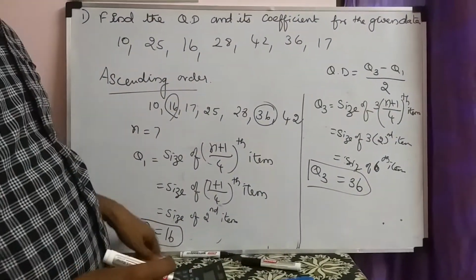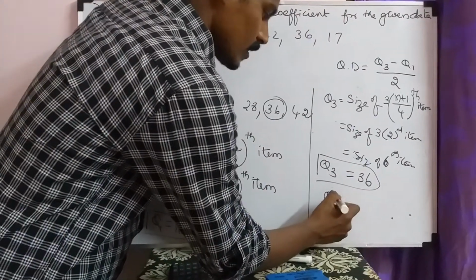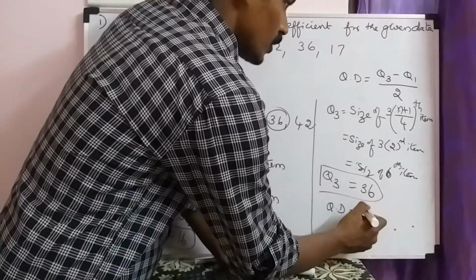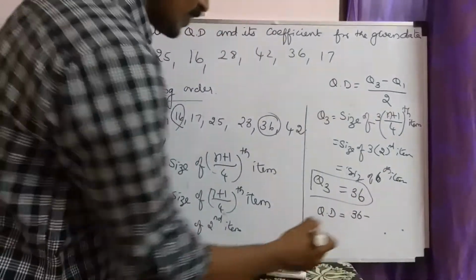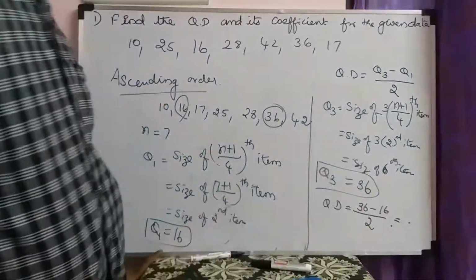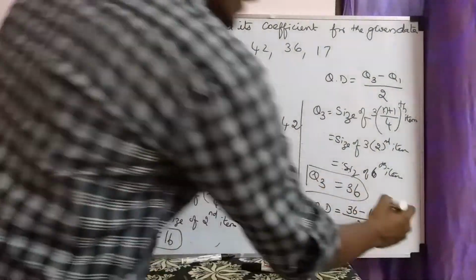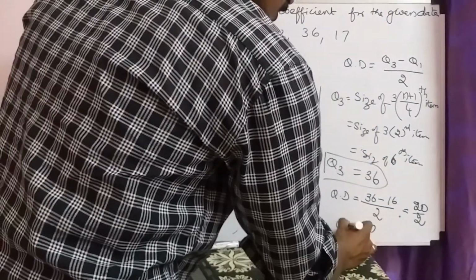Now we apply Q1 and Q3 in the formula. QD is Q3 as 36 minus Q1 as 16, divided by 2. 36 minus 16 is 20, divided by 2. The value is 10. 10 is the QD.